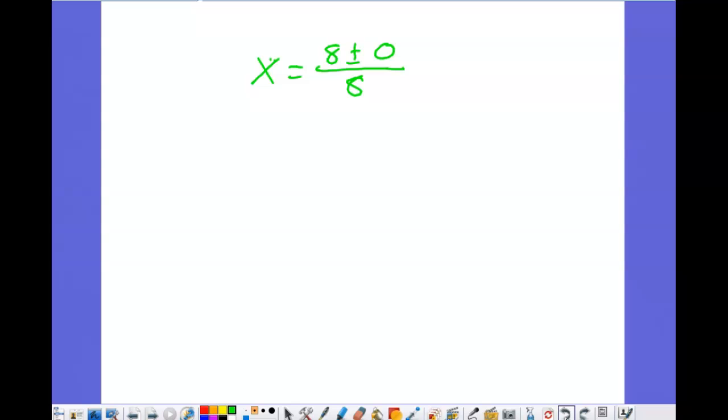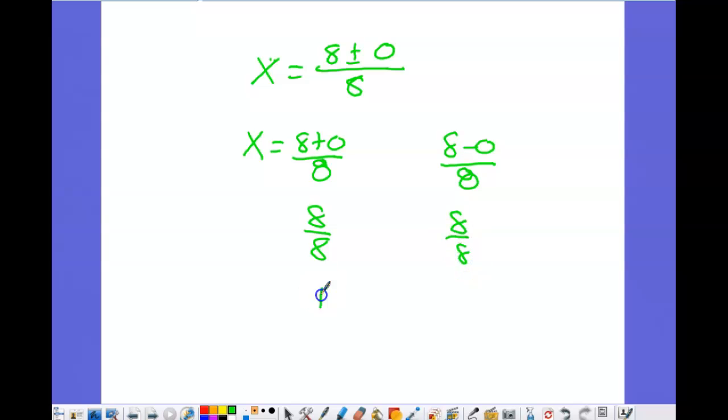All right, so we took the square root of 0 and we got 0. And now we get 8 plus 0 over 0 and 8 minus 0 over 0, which is, I'm sorry, 8, not 0. 8 plus 0 is 8. 8 minus 0 is 8. They both give me 1. Therefore, we really only have one answer. This thing only touches the x-axis at x equals 1.